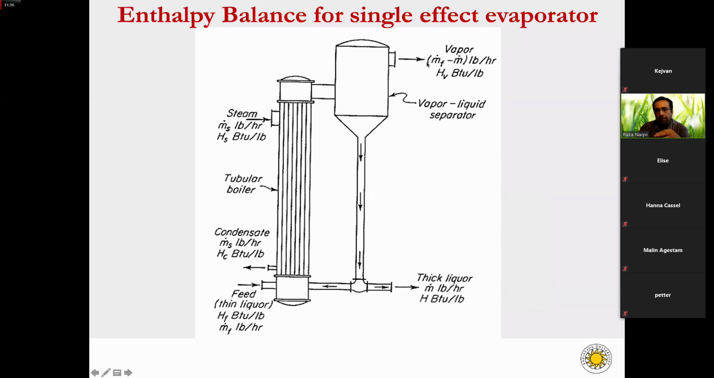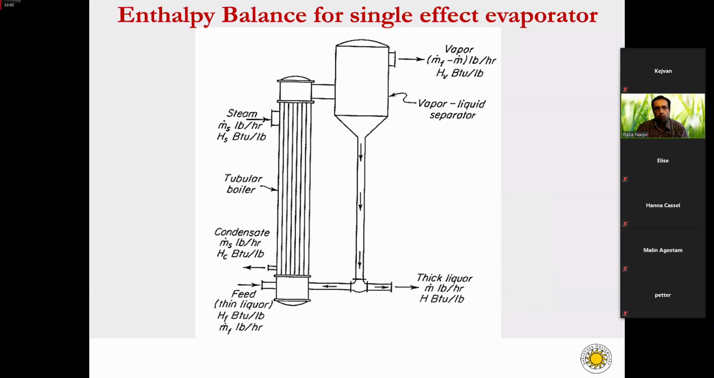Since the vapor is at a very high temperature, it will also contain a lot of enthalpy or energy content, and maybe we can call it hv. And the thick liquor, because we have increased the temperature inside the evaporator, will also be at a high temperature, so it will also contain a certain amount of enthalpy or energy content.